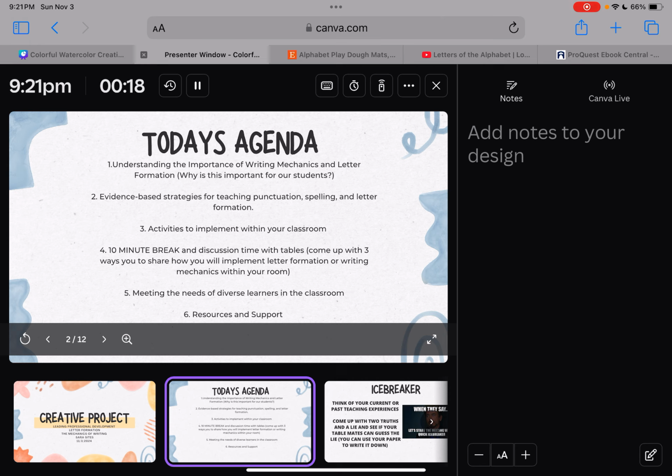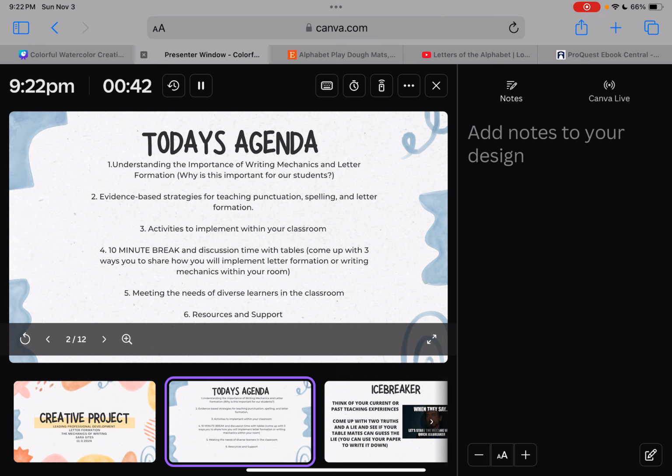We're going to go over the importance of writing mechanics and letter formation within your classroom, and why this is so important. We're going to go over some evidence-based strategies for teaching different things that you're already teaching within your rooms. A few different activities to implement within your classroom to really help with those writing mechanics, as well as those letter formations that we were mentioning earlier.